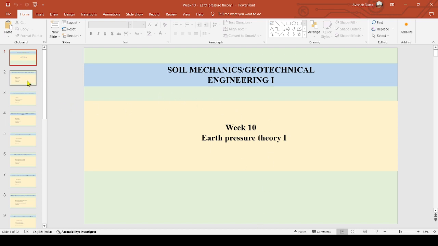Earth pressure theory 1 has more of the theory part and less of the numerical part. Earth pressure theory 2 will be more conceptual, with more numericals. It will be in the coming week.